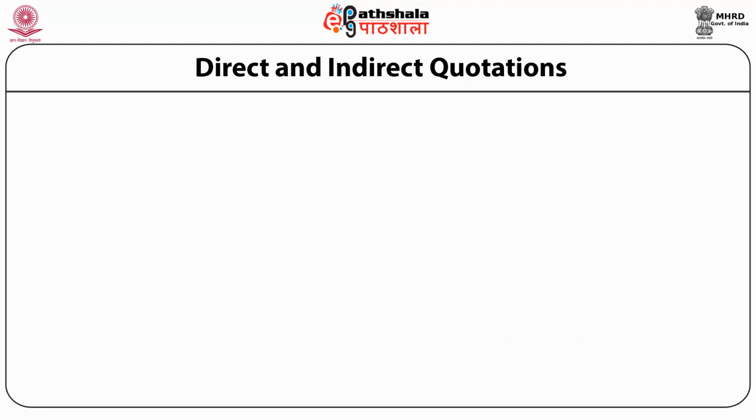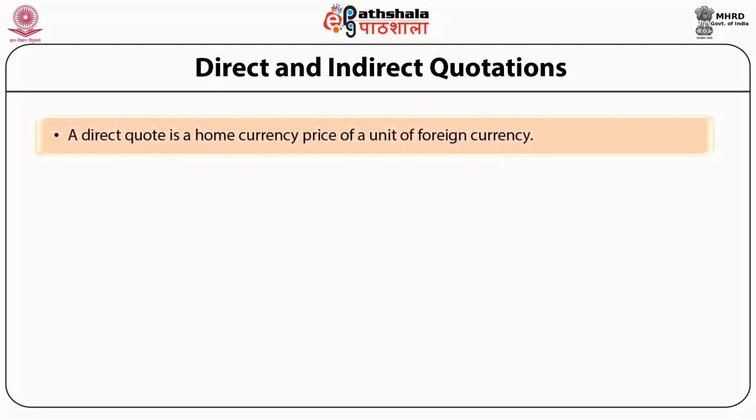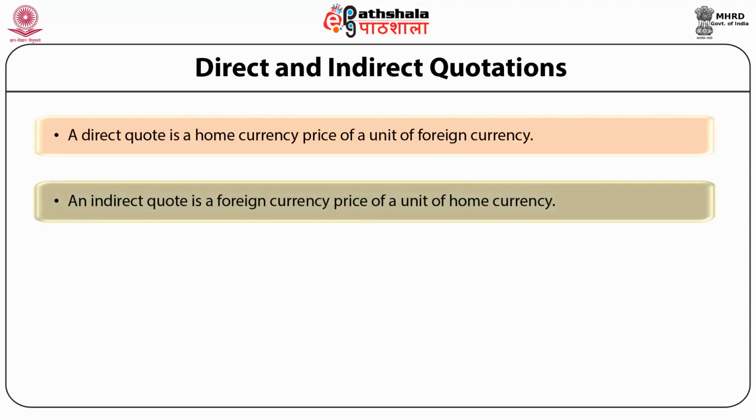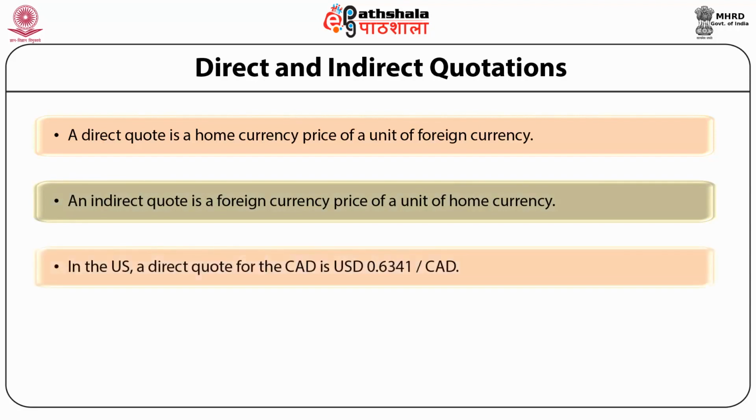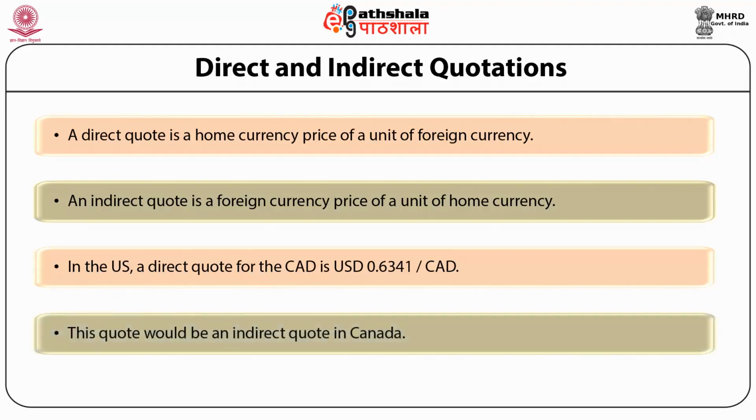Direct and indirect quotations. A direct quote is a home currency price of a unit of a foreign currency. An indirect quote is a foreign currency price of a unit of home currency. In US, a direct quote for the Canadian dollar is US dollar 0.6341 per Canadian dollar. This quote would be an indirect quote in Canada.